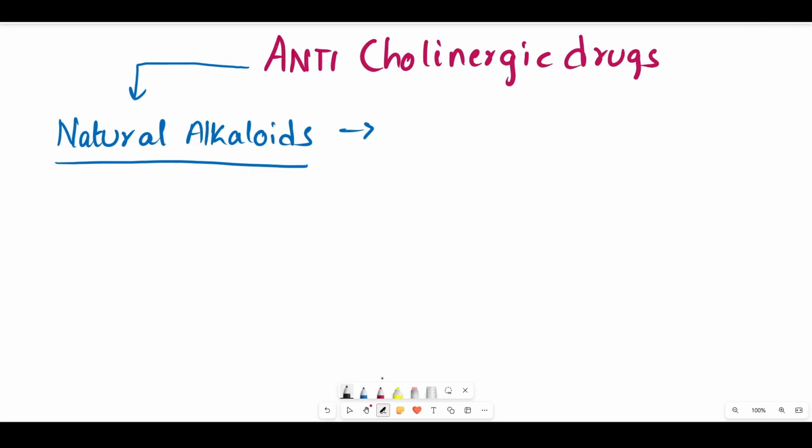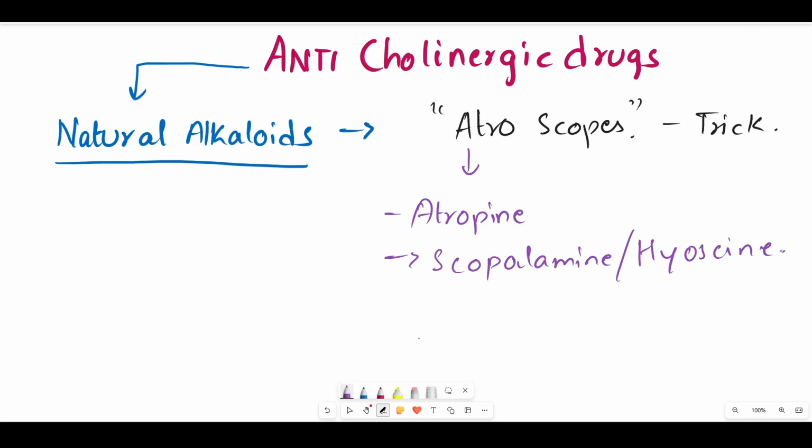So, the first class in anticholinergic drugs is the natural alkaloids. To remember the drugs under this class, you can simply remember "atroscopus is natural", where atro means atropine, scopus means scopolamine, which is also called hyoscine. So, we are done with the first class, natural alkaloids.